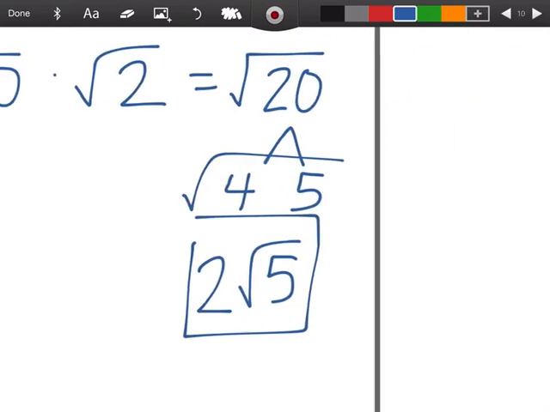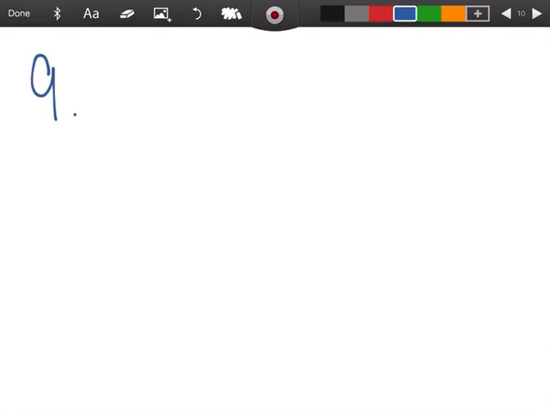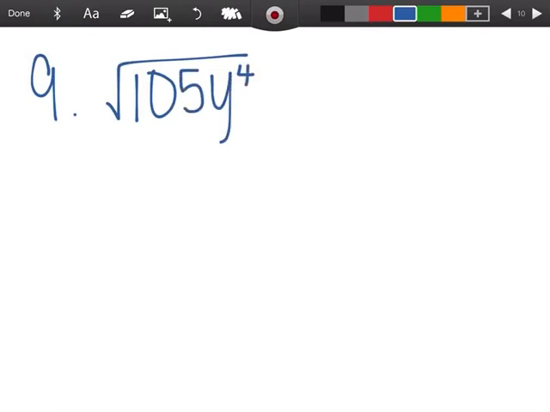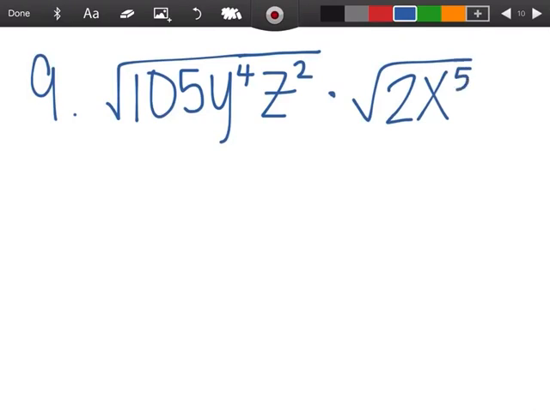And then the next one we're going to do is kind of intense, but we can handle it. So the square root of 105 y to the 4th z squared times the square root of 2x to the 5th. So I feel like we went from level 1 to level 8, but we can do it. I think it'll be a little more straightforward than maybe it looks.